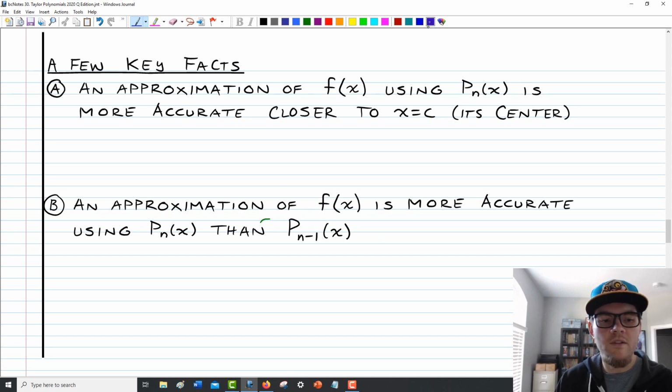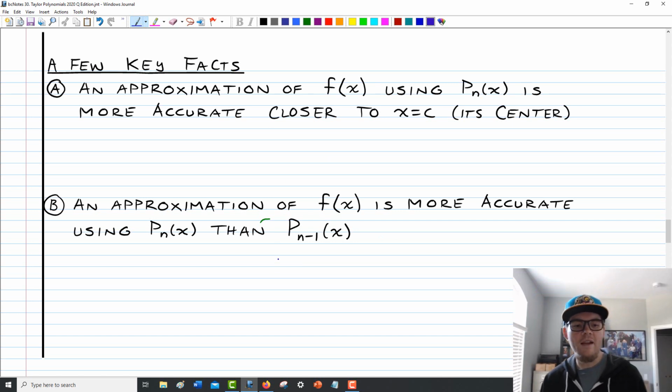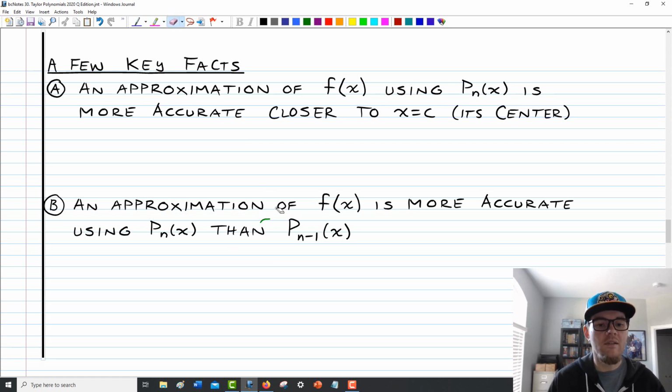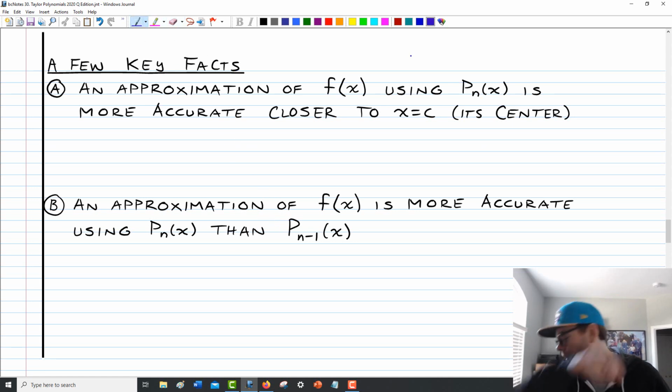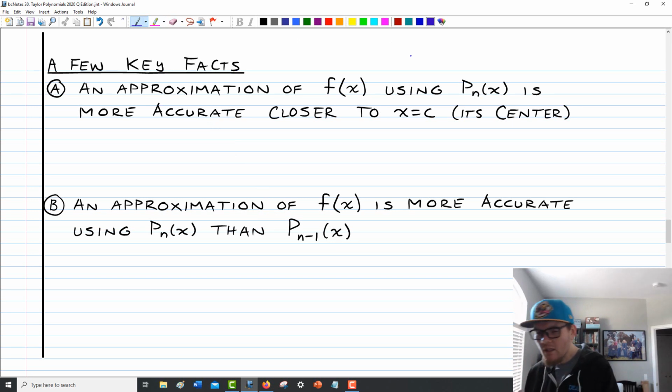The second statement I want to talk about, the second fact, is that an approximation of f of x is more accurate using p sub n of x than p sub n minus 1 of x. And this second one, excuse me, I'm talking too much.